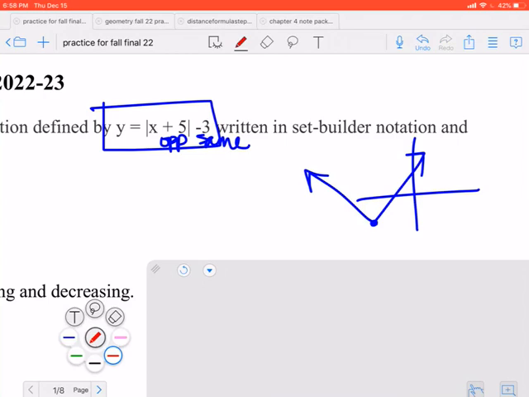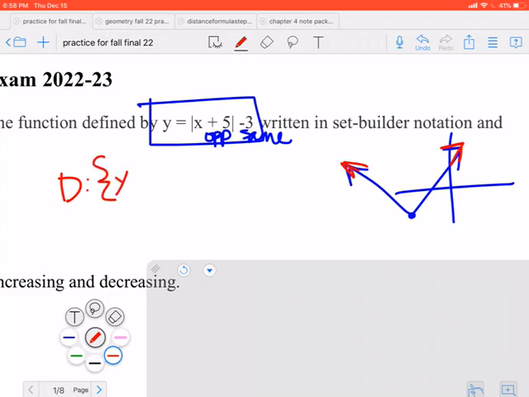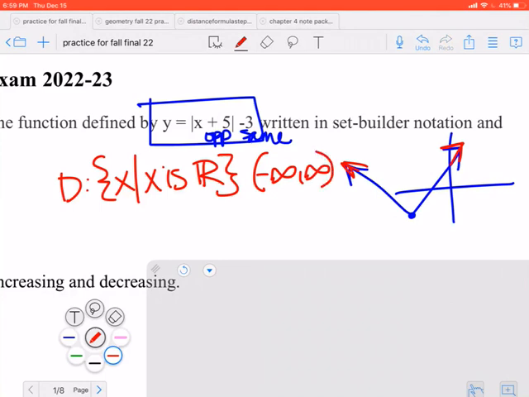The important part here is the left and the right is the domain. It's going forever to the left, forever to the right. So our domain is all real numbers. Set builder, I would say x such that x is all real numbers, or sometimes they'll just put the R after instead of x is. Either way is fine. And in interval notation, negative infinity to positive infinity.